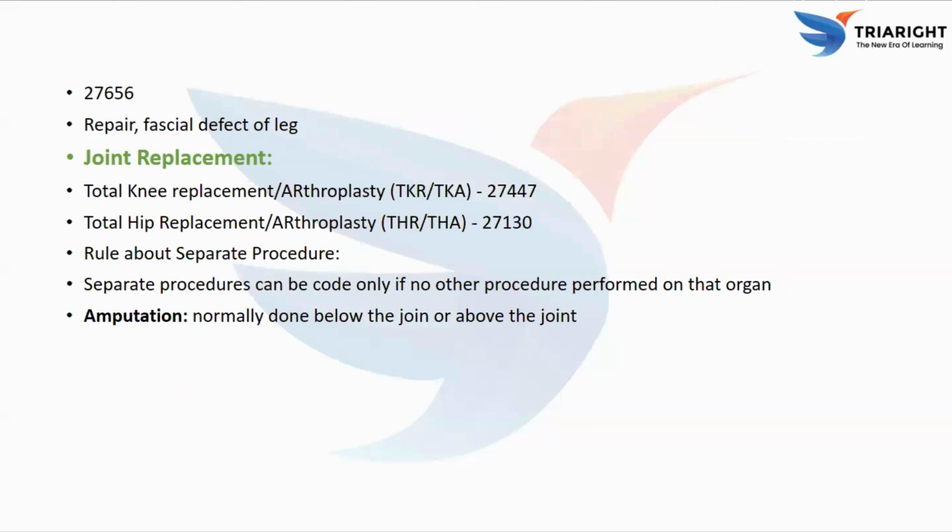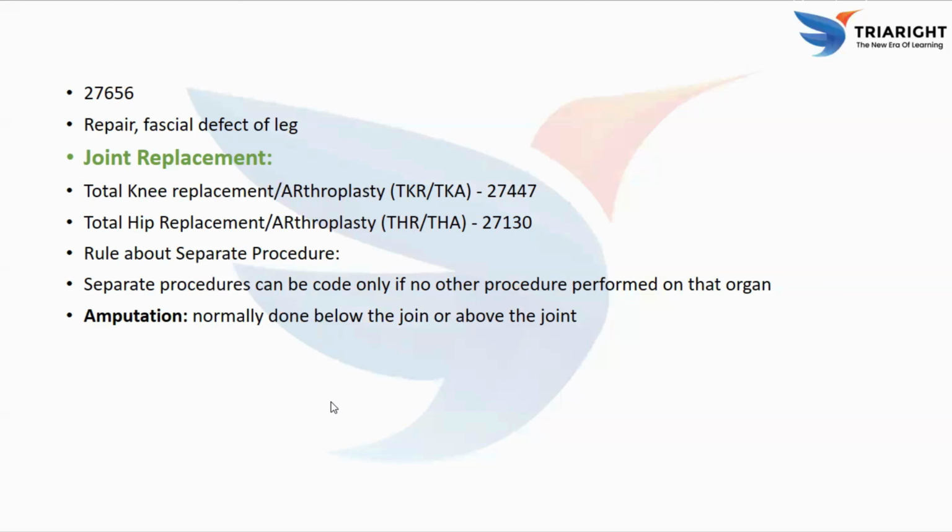And coming to joint replacement, the total knee replacement code is CPT code 27447. So this replaces the entire knee joint, and we have total hip replacement or arthroplasty. So this replaces the entire hip joint. So the code is 27130. So these are the major procedures and usually include the approach, implant placement, and closure.